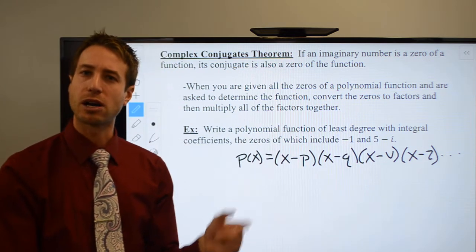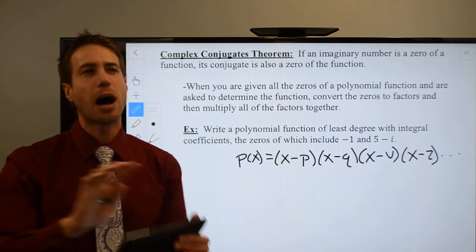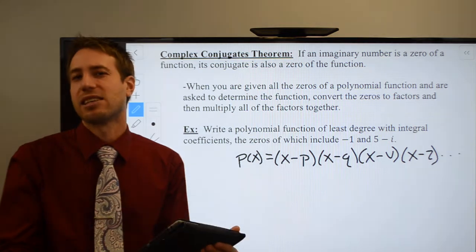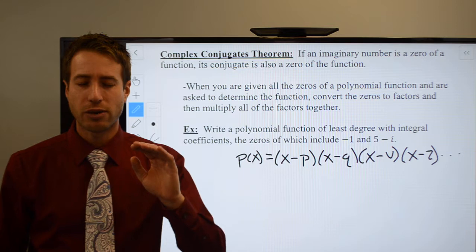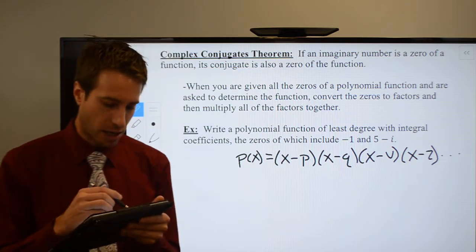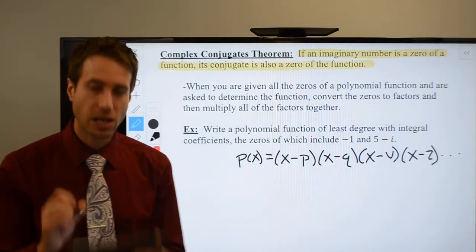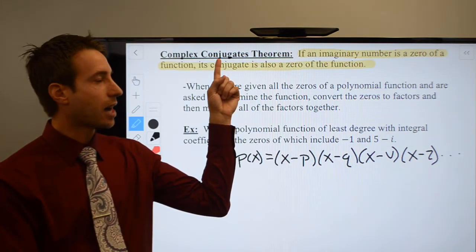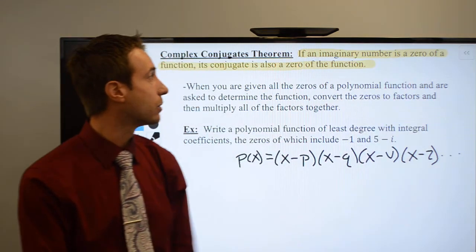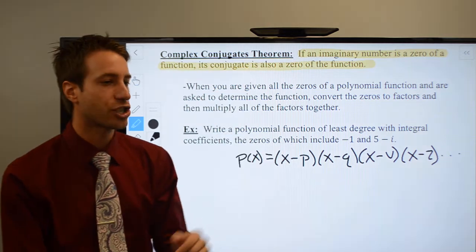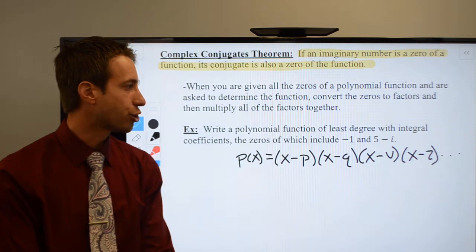Now, the reason we just talked about complex conjugates is because I am going to try and trip you up. Not purposefully, but I'm testing you to see if you remember imaginary solutions come as complex conjugates. So here's how I'm going to do that. If you know that imaginary solutions come as complex conjugates, if an imaginary number is a 0, you know the complex conjugate must also be a 0 for that function or polynomial.